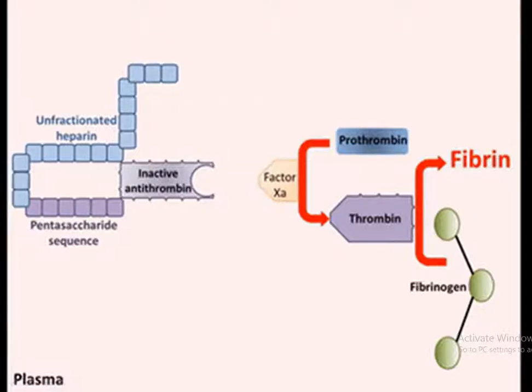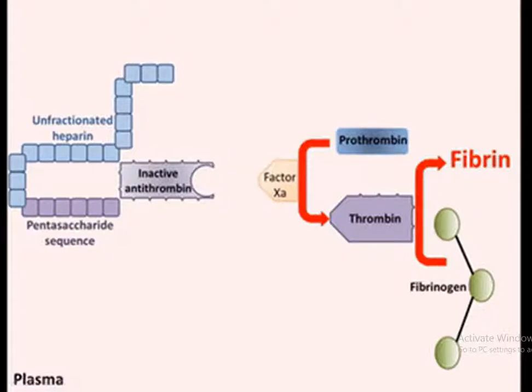Therefore, in the presence of excess heparin, removal of free thrombin from the circulating blood by antithrombin 3 is almost instantaneous. So it is going to speed up the process. The complex of heparin and antithrombin 3 removes several other activated coagulation factors in addition to thrombin.